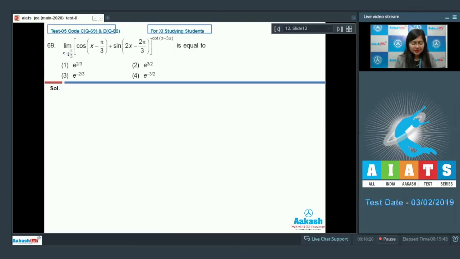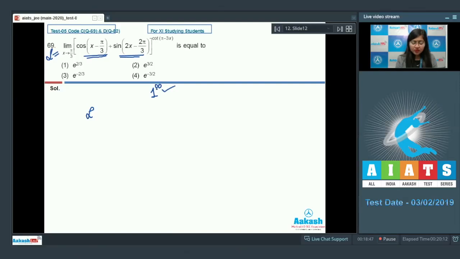So when x is tending to pi by 3, this will be tending to 0, that is cos 0, that is 1, and this will give us 0. And in the power we will get cot of pi minus pi, that is cot 0. So we can see that the given form is 1 raised to the power infinity form. Now we know how to solve this type of limits. Let us say this is L equal to the given limit, right?